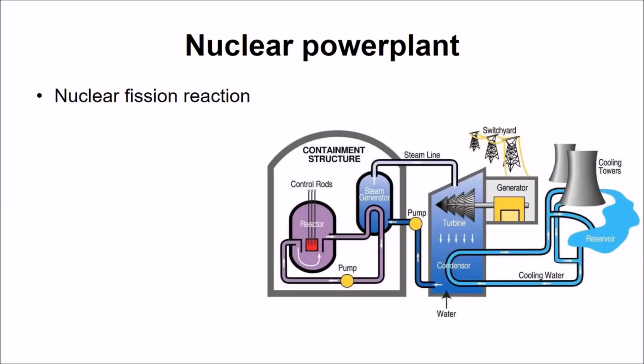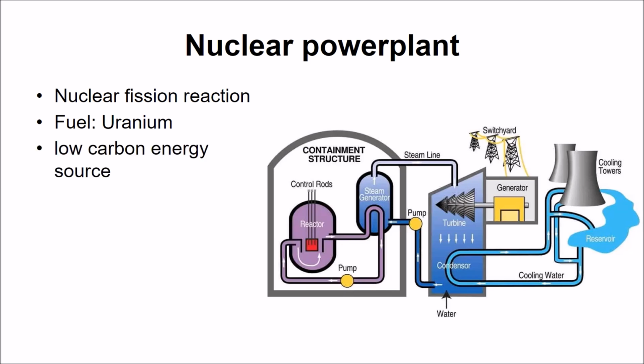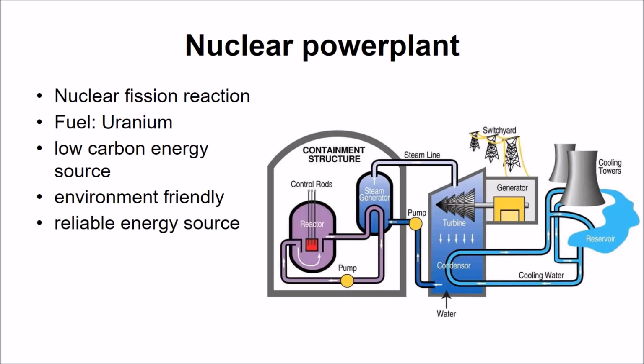Using a nuclear fission reaction and uranium as fuel, nuclear power plants generate a high amount of electricity. As nuclear power plants are considered to be a low-carbon energy source, the technology is widely thought of as a more environmentally friendly option. When compared to renewable sources of energy such as solar and wind, the power generation from nuclear power plants is also considered to be more reliable.